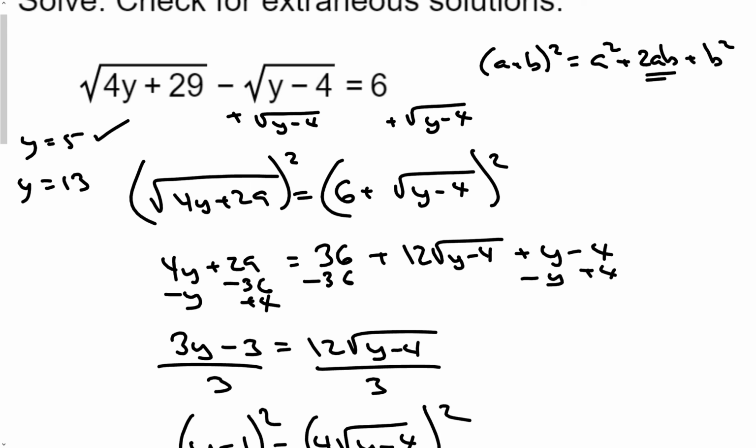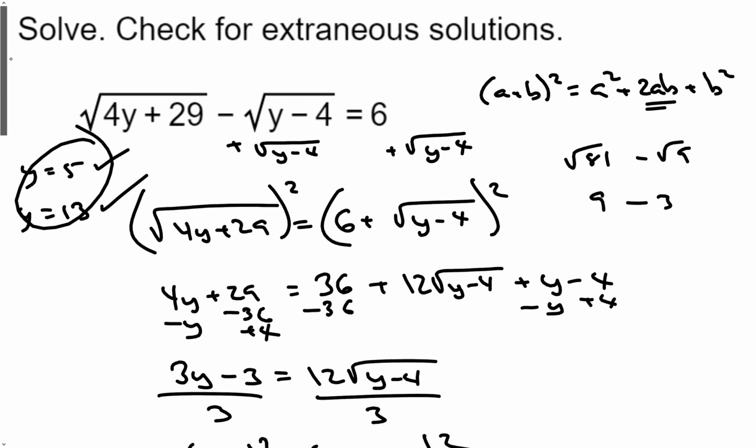Okay, next, let's try 13. 4 times 13 is 52, plus 29 is 81, square root of that is 9. Second part, 13 minus 4 is 9. So that's minus the square root of 9, which is minus 3, so the result is 6. Boom, they both work. Okay, so that was MathXL 6.5 homework, questions 11 and 12.